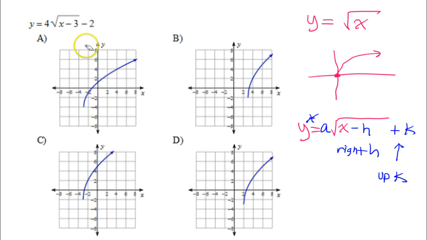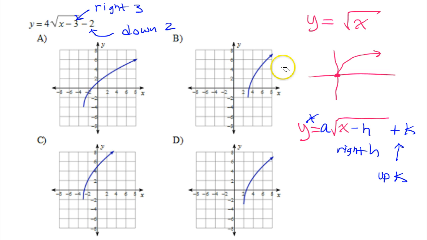Okay, so in this case, I have an h value here. I see the negative 3, and I see the negative 2 for my k value. So a negative number is going to move us to the right. Because of the negative 3, this is going to move us to the right 3. And because of the negative 2, that's going to move us down 2. So right 3, which is sort of the opposite of what you would normally think, but right 3 and down 2. So we might be able to pick our answer just from that alone.